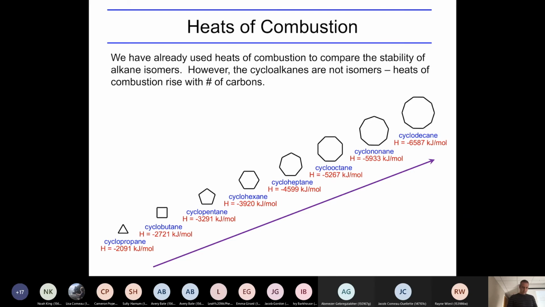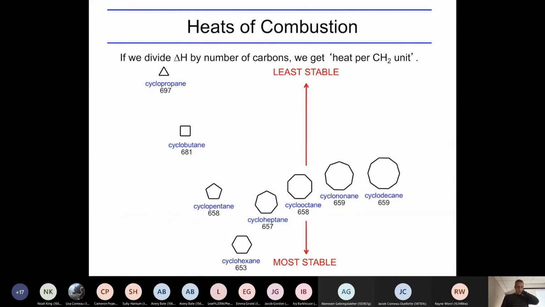But what we can do is, because each of these compounds is just CH2 times n, right? For this one, n equals 3, n equals 4, and so on. What we can do is just divide each one of those by the number of carbons in the chain, and we're going to come up with combustion per CH2 in the molecule. So we're just going to take these numbers, which came out of a bomb calorimeter, and divide each of those by the number of carbons in the ring. And when we do that, we get something like this.